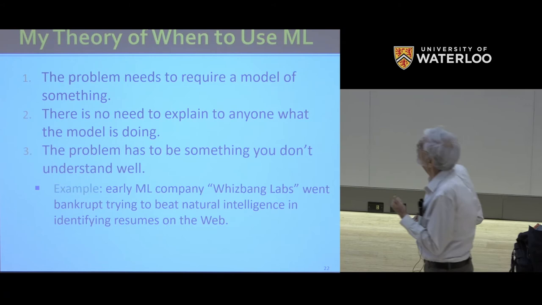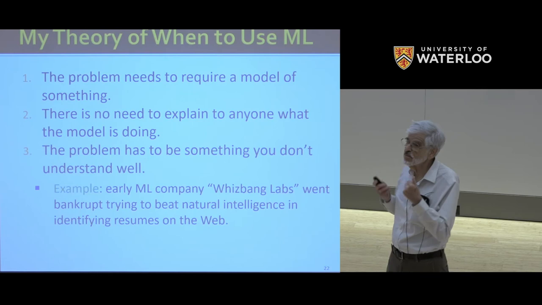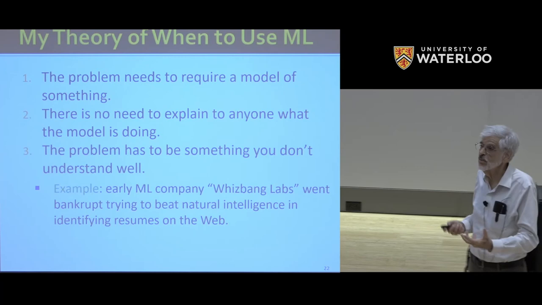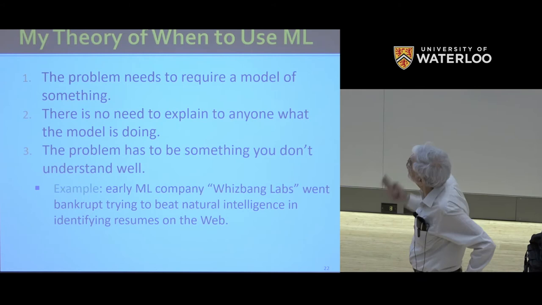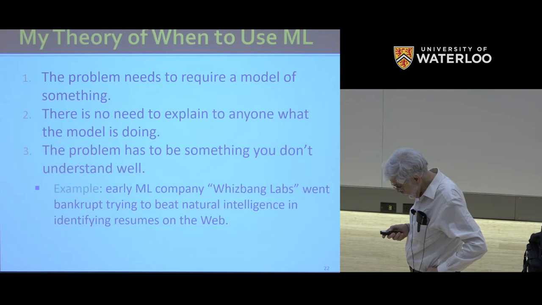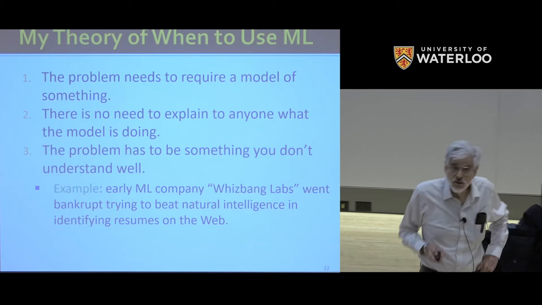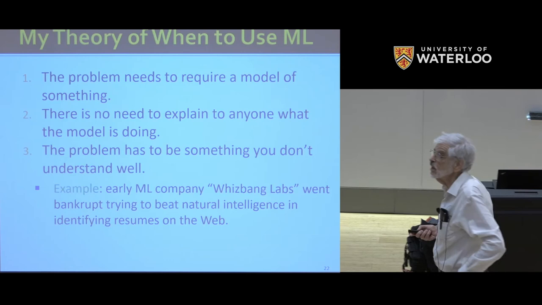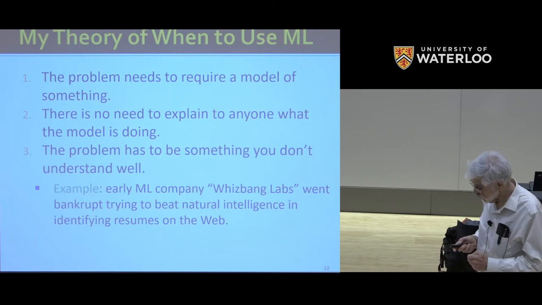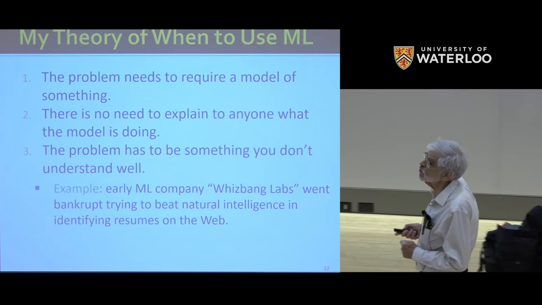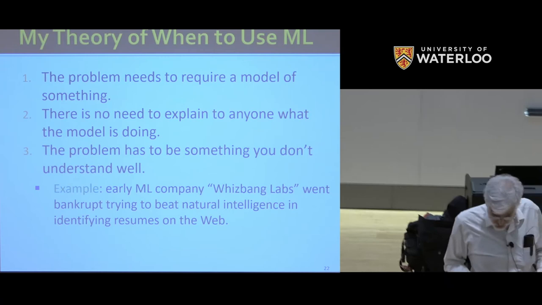If humans can understand the problem, there's no reason to try machine learning, and it probably won't work as well as a well-engineered system. The canonical example: back in, I guess, the late 1990s, a couple of our students at Stanford started a company called Zhengli, which was a database company. An interesting story, which I won't go into, but they did very well. One of their founders later started a company called Whizbang Labs using some of his loot from the sale of Zhengli.